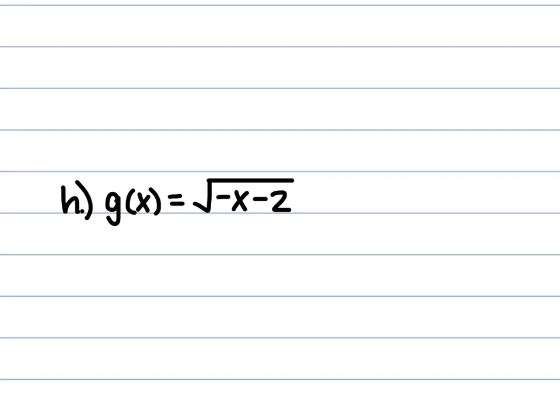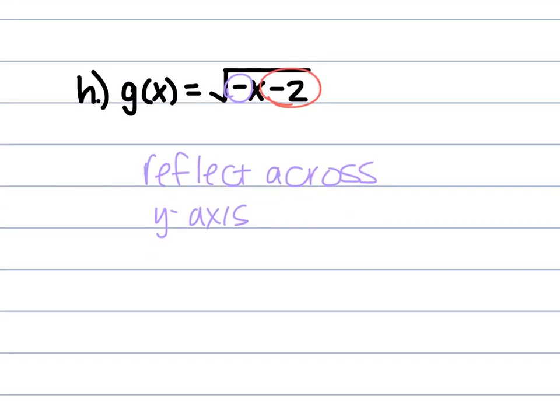For h, we have the square root of negative x minus 2. That negative underneath is a reflection. Now, if it's underneath, it goes side to side, so it would reflect across the y-axis. That minus 2 underneath is going to be left or right, opposite since it's underneath. Think opposite, so right 2 units.